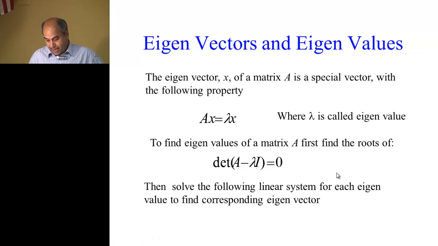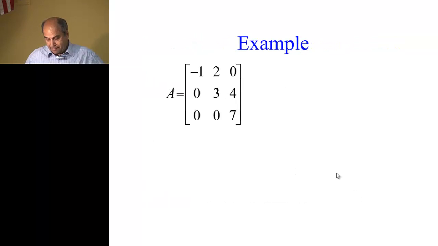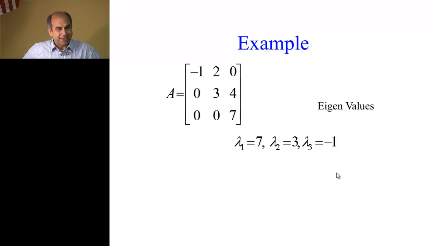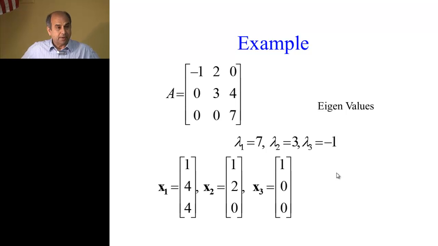Okay, and an example is here. Suppose A is a matrix like that. Then these are the eigenvalues of this matrix. So a 3 by 3 matrix will have 3 eigenvalues. So 7, 3, and minus 1, these are the eigenvalues. And these are the corresponding eigenvectors. So the corresponding eigenvector for 7 is 1, 4, 4, and corresponding to 3 is 1, 2, 0, and so on. So every eigenvalue will have an eigenvector corresponding to it.